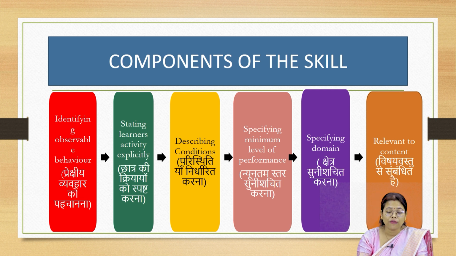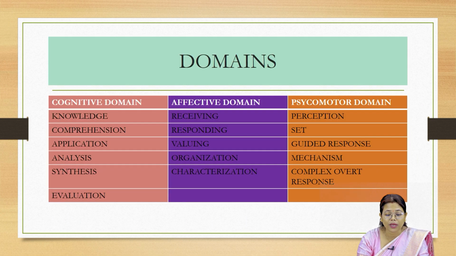We also have certain components of an instructional objective, like identifying observable behavior, stating the learner's activity explicitly, describing the conditions, and specifying the minimum level of performance. We also need to specify the domain, which relates to the level of cognition, and relevance to content. These are the things we need to look at when planning or formulating our instructional objective. In the cognitive domain we have knowledge, comprehension, application, analysis, synthesis, evaluation. There are also levels under the affective domain and the psychomotor domain. You can see them on the screen.